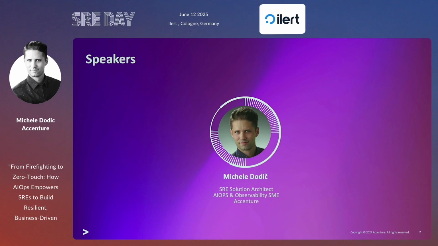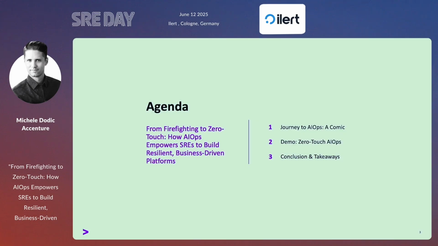So I think the presentation today will be rather a summary of all the best practices, the pros and the cons, let's say, in terms of what to do and what not to do when embarking on such a journey. The agenda is quite straightforward. I prepared a short comic that shows you a bit of the pitfalls in terms of what organizations are trying to do today to achieve AIOps and what you should be careful about. And then also get our hands dirty with a demo where I'll show you how a zero-touch AIOps platform looks like.